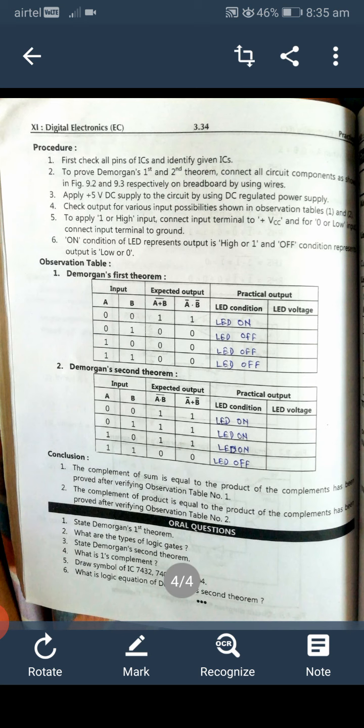The first question is: state De Morgan's first theorem. What are the types of logic gates? State De Morgan's second theorem. What is 1's complement? Draw the symbols of IC 7432, 7408 and 7404. What is the logic equation of De Morgan's second theorem?